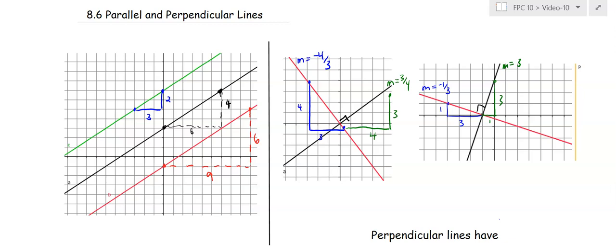I can create the rate of change, rise over run, between any 2 points, and it should be constant. It doesn't matter what 2 points I pick on the line. So if they have the same slope, they are parallel.